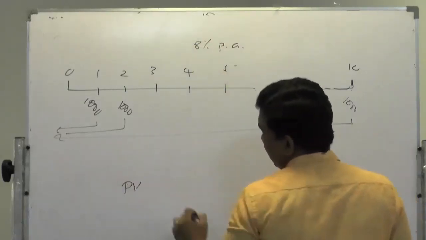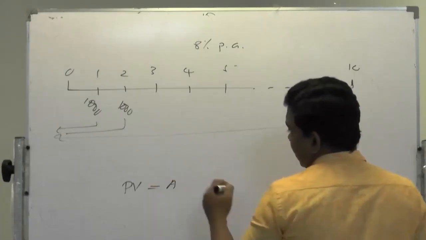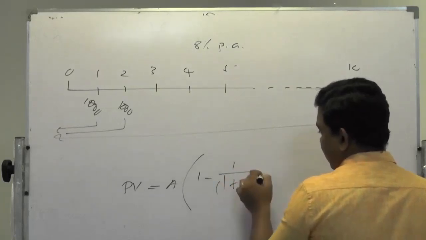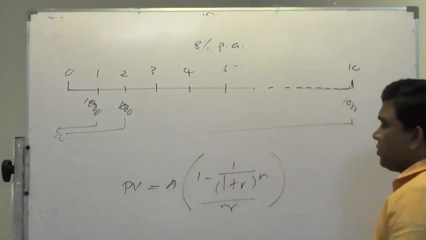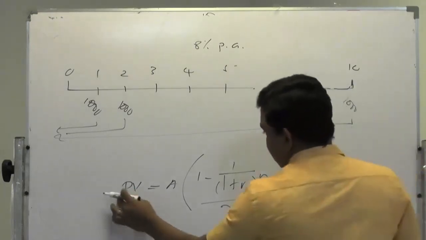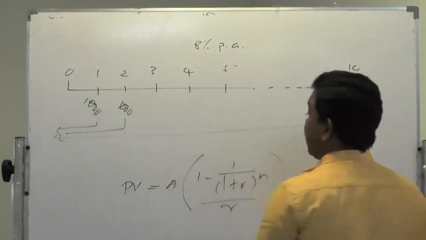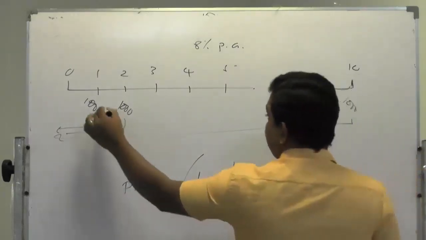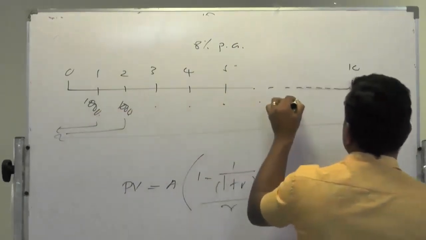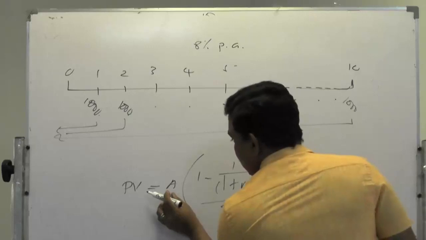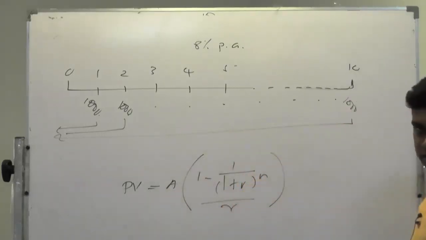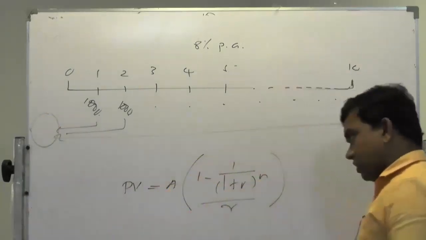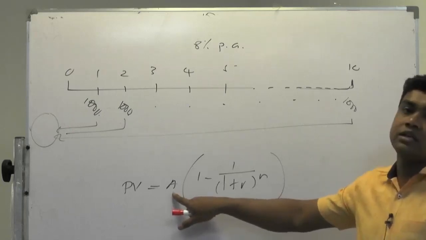To calculate the present value of an annuity, it is the annuity times (1 minus 1 divided by (1 plus r) to the power n) divided by r. This is the formula, right? This is the annuity, or in a lease case it can be called the installment. If you pay an installment annually, then you can replace the word with installment here, right? Now, you are going to calculate the present value of this total installment. Another word for installment is annuity.